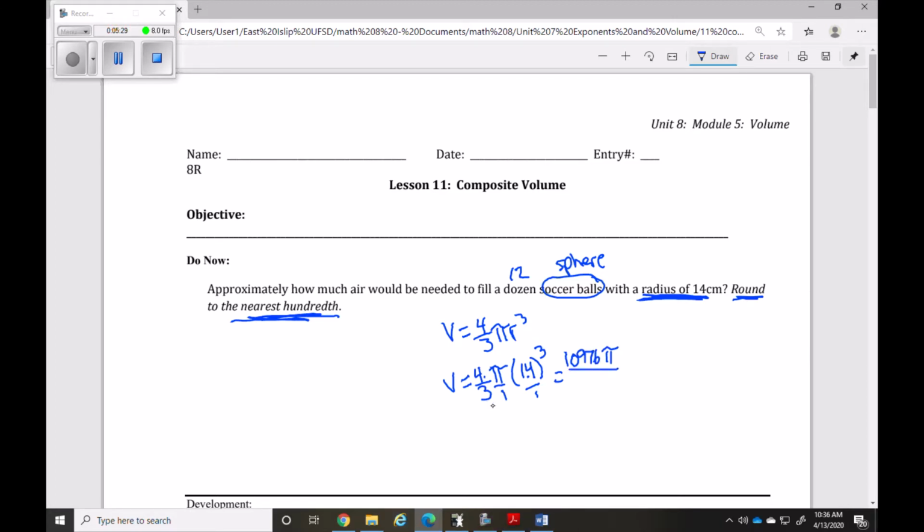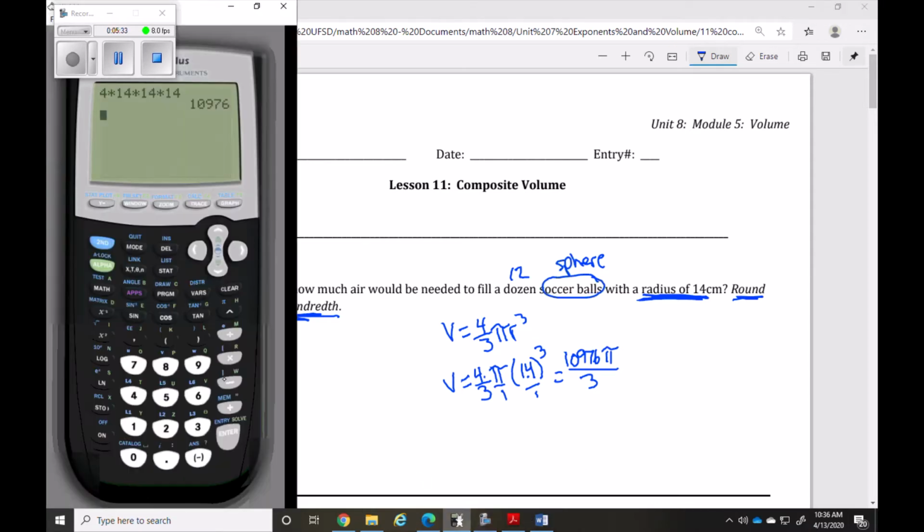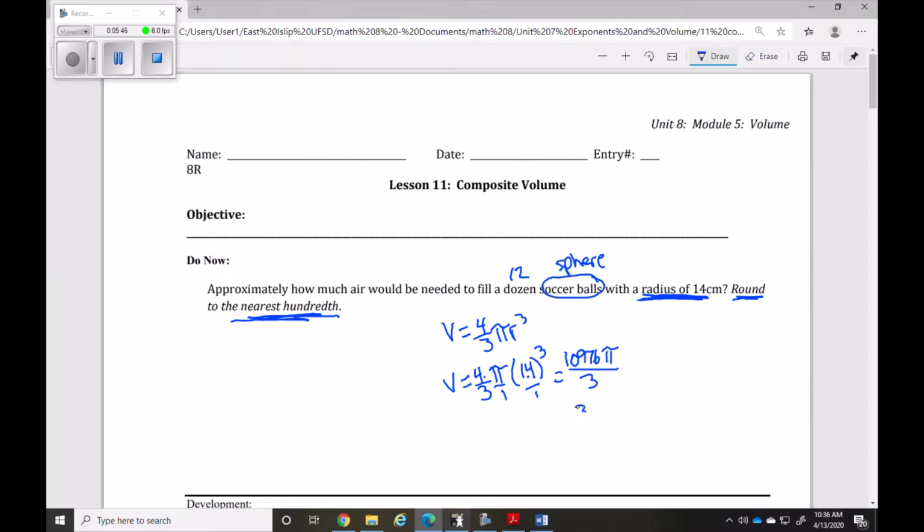Pi all over 3 times 1 times 1, which is all over 3. If I do that, 10,976 divided by 3, this is my answer in terms of pi, 3,658.6 repeating pi centimeters cubed. That's an exact answer.